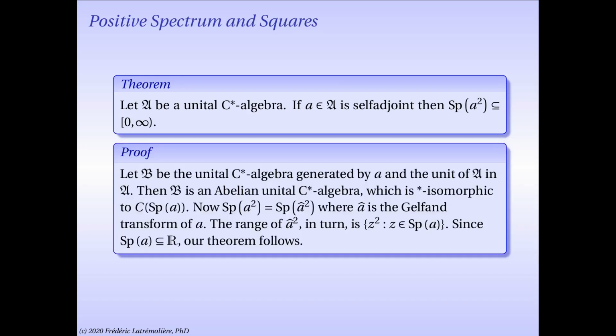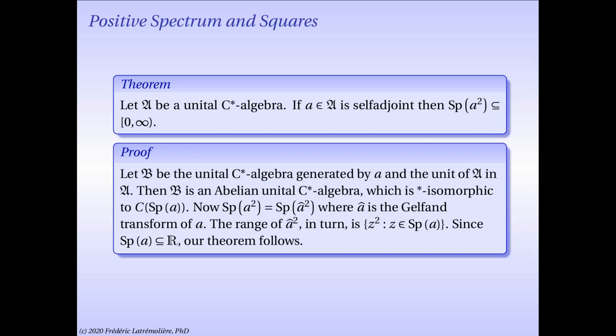So let's pick a self-adjoint element A in some unital C-star algebra, and let's denote by B the unital C-star algebra generated by this A and the unit of your original C-star algebra. Now, because A is self-adjoint and of course commutes with the unit, it's easy to check that B is an abelian C-star algebra. It is the closure of the set of all the linear combinations of powers of A and A star, which all commute with each other, and of course the unit.